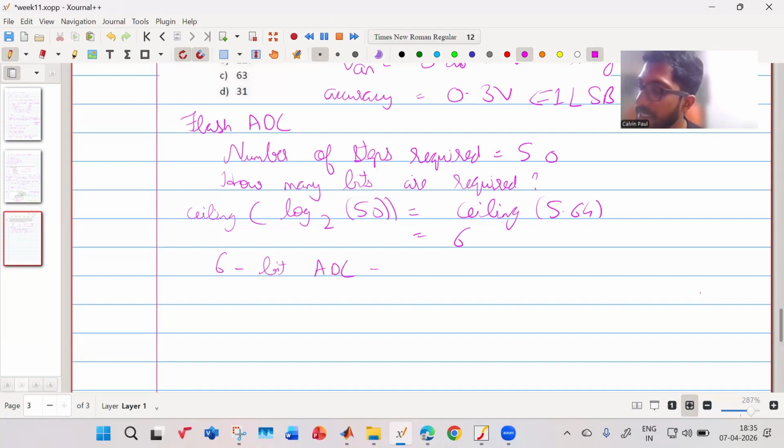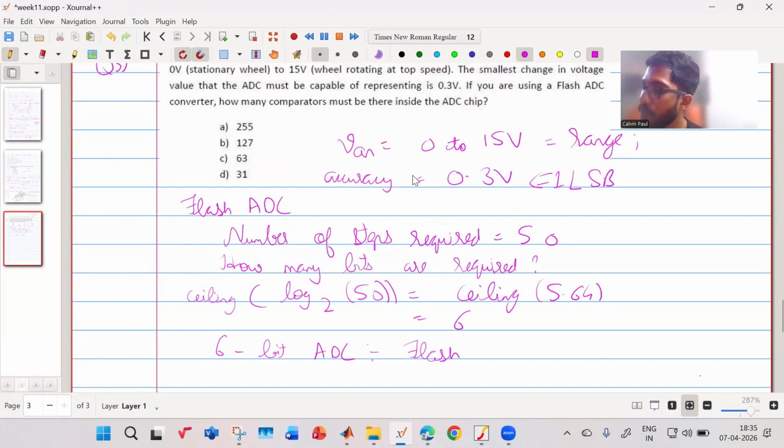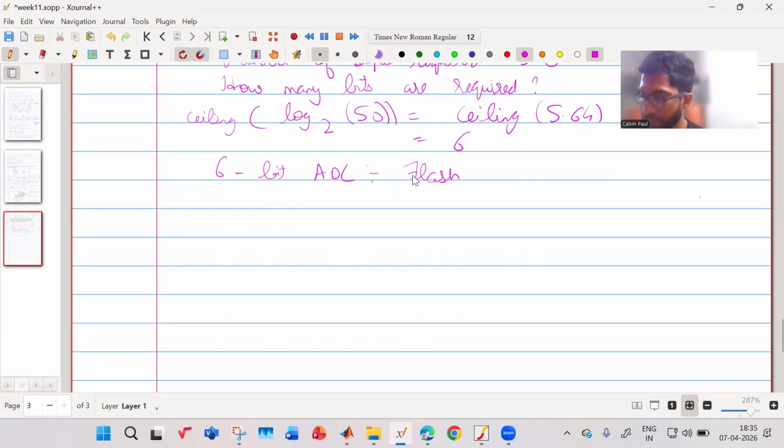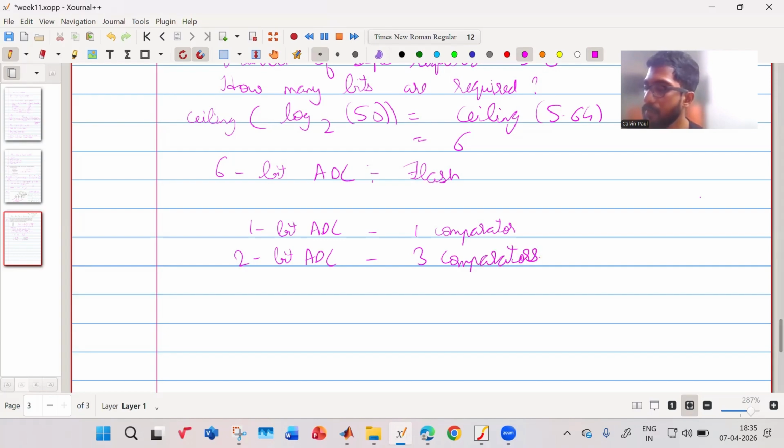And they want it to be a flash ADC. Flash ADC means it will convert fast, quick. Delay is not there. So if you want a flash ADC, how many number of comparators do you need? So for a 1-bit ADC, you need 1 comparator. For a 2-bit ADC, you would require 3 comparators, if you recall. And there is a question also which you will see. For a 2-bit ADC, you need 3 comparators. So then, if you need a 6-bit ADC, how many comparators would you need then?